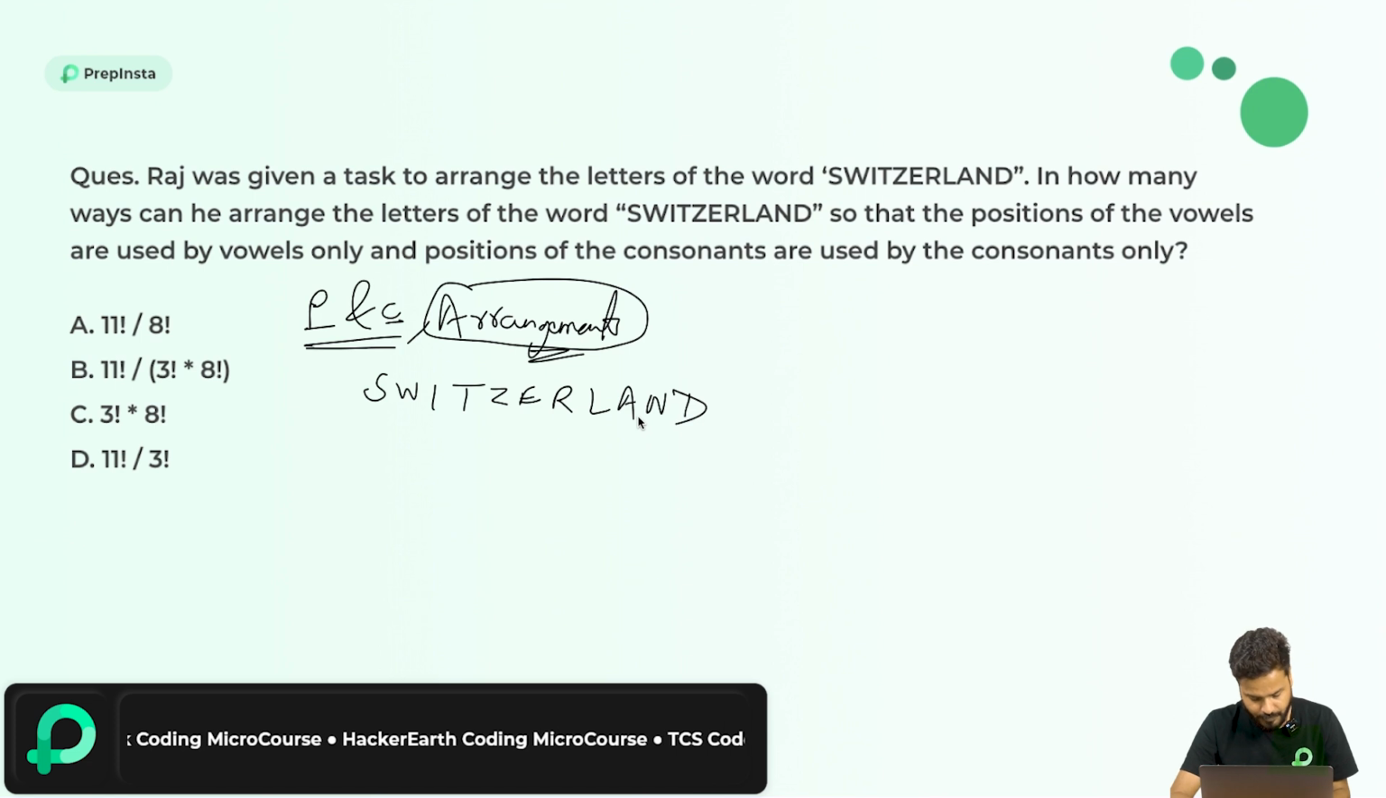What is my job here? In how many ways can he arrange the letters of the word Switzerland so that the positions of the vowels are used by vowels only and the positions of consonants are used by the consonants only. So we don't have to switch the positions for the vowels and the consonants.